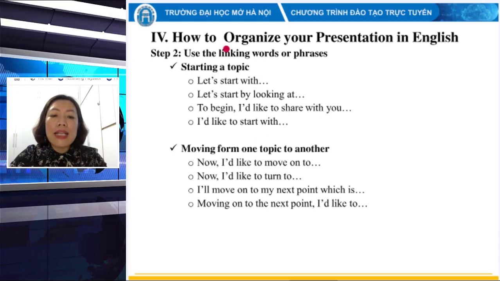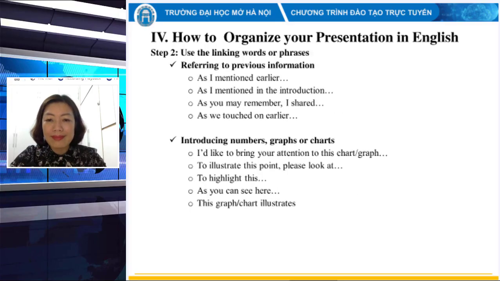So these are the linking phrases to link from the introduction to the body paragraphs, from the first body paragraph to the second body paragraph. And if you want to mention previous information, you can say, as I mentioned earlier, as I mentioned in the introduction, as we touched on earlier.